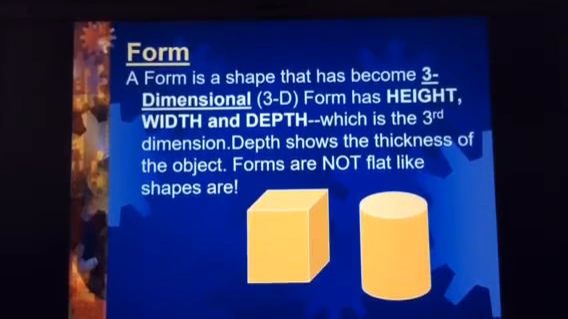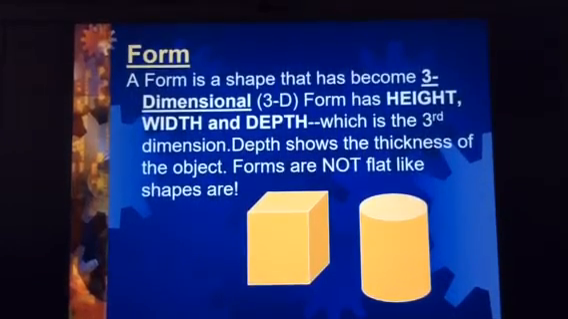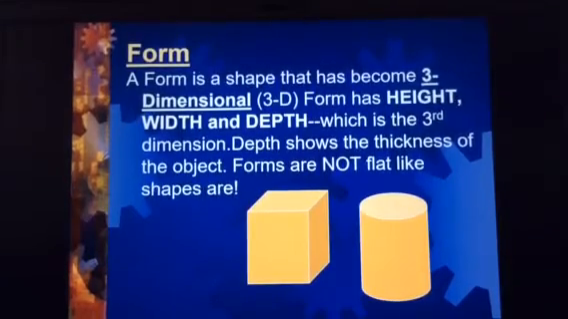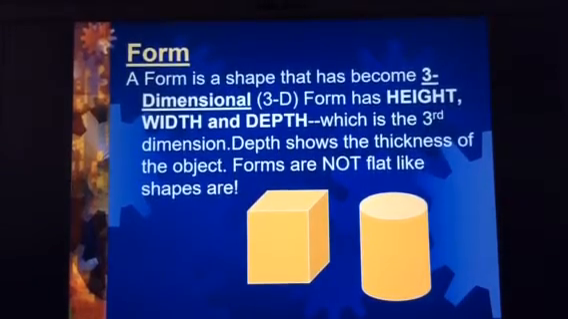Form. A form is a shape that has become 3-dimensional or 3D. Form has height, width, and depth, which is the 3rd dimension. Depth shows the thickness of the object. Forms are not flat like shapes are.